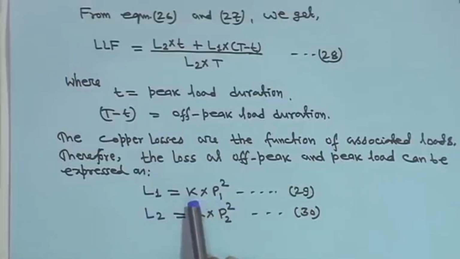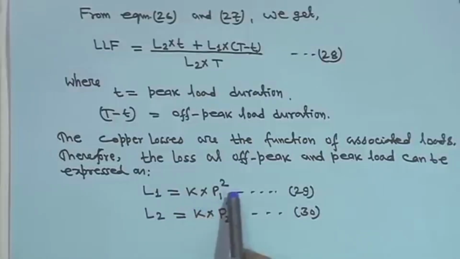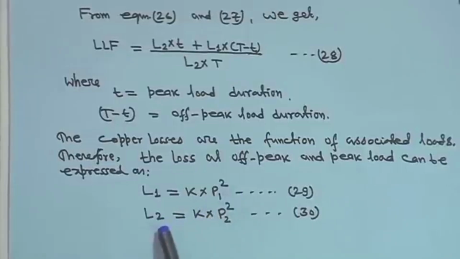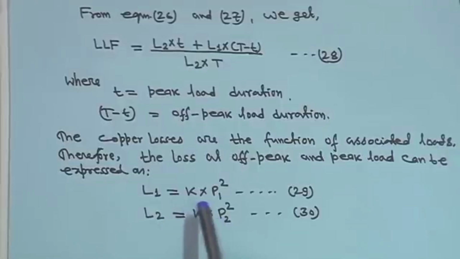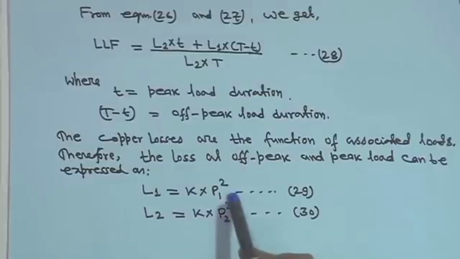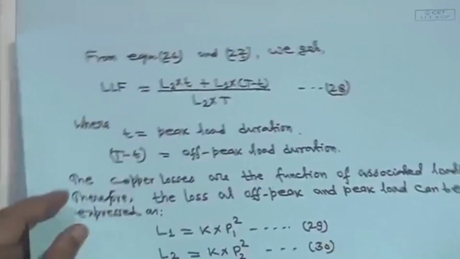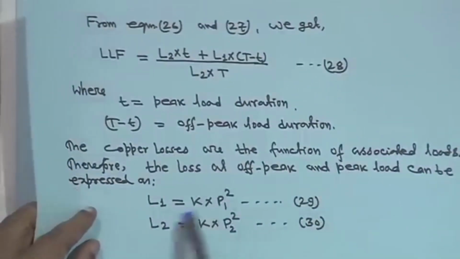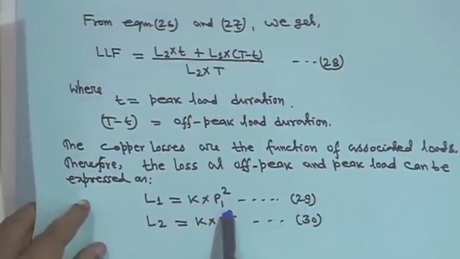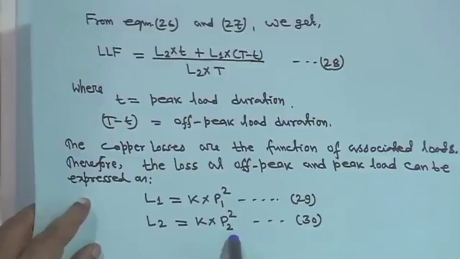This K is the constant of proportionality, it will remain the same for both. So, L1 is equal to K into P1 squared. Similarly, at peak hours loss L2 is equal to K into P2 squared. This is quite valid, because loss is proportional to I squared and the current depends on the load, hence the loss is also to some extent related to the square of the load. Therefore, L1 is equal to K into P1 squared, and L2 is equal to K into P2 squared.